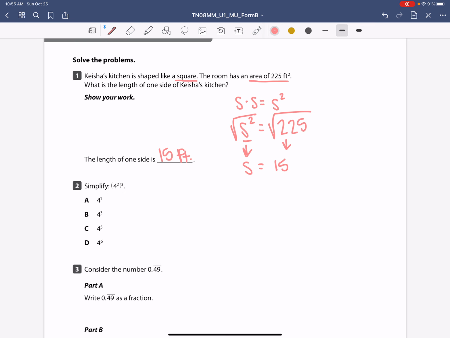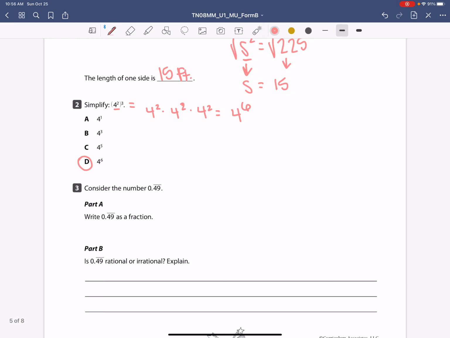So you multiply the base times itself 3 times. And then you see, oh, well, that's 4 squared times 4 squared times 4 squared. And this gives us the product rule, which means we keep our base the same and we'll add our exponents. So our solution here for number 2 is D.